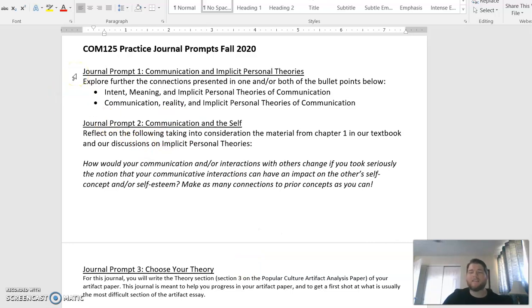Each journal has a specific prompt. So journal number 1 has to do with stuff from early in our semester. And so I'm looking for you to explore the further connections presented in one and or both of the bullet points below. So you just explore the connections between intent, meaning, and implicit personal theories. Or you can explore the connections between communication reality and implicit personal theories. As you can see, implicit personal theories are important, and I'm wanting you to explore connections between that and other concepts, okay? Journal prompt number 2 has to do with communication in the self.